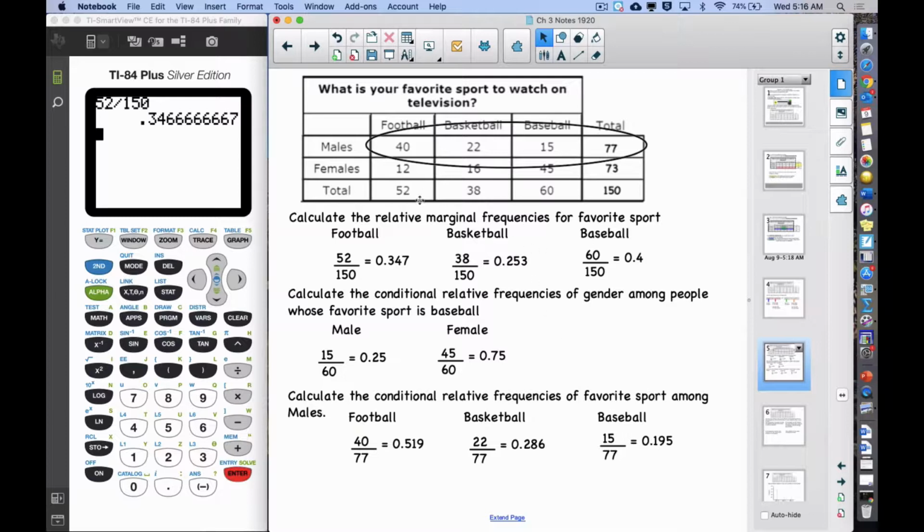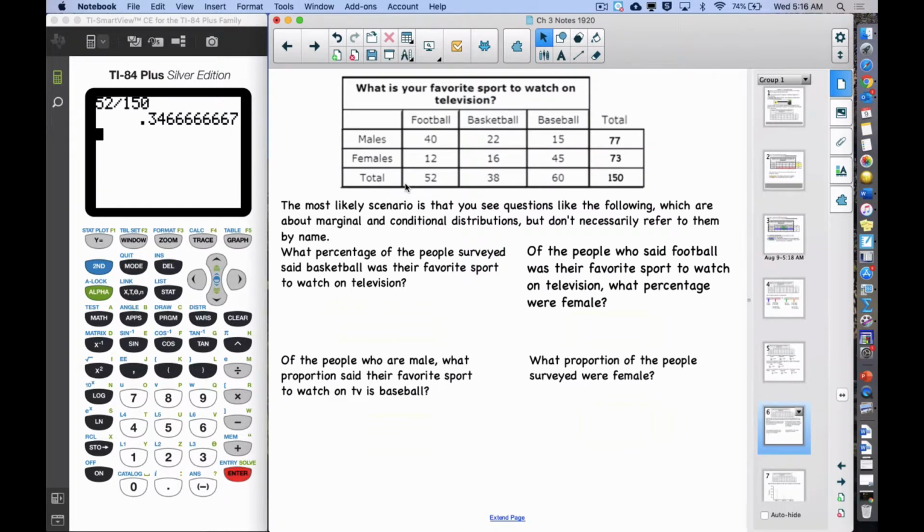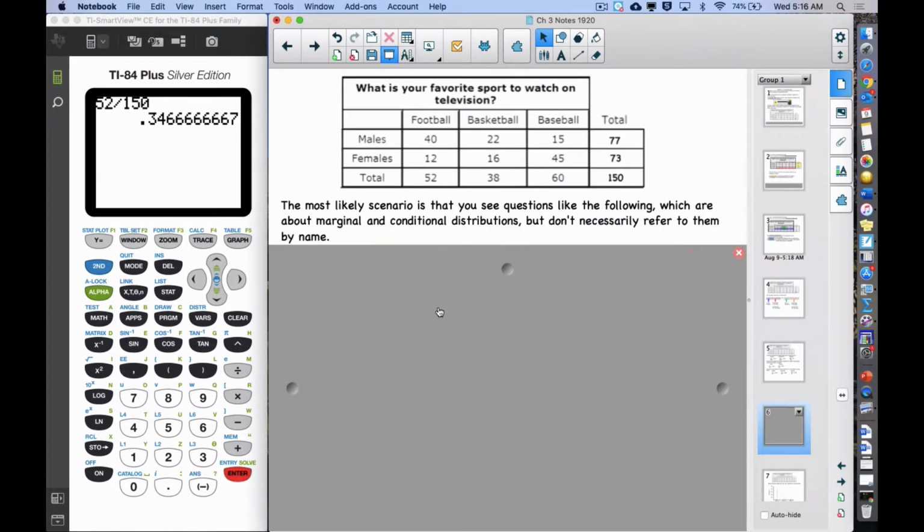So marginal frequencies, you're only working in the margins. You're looking at just total out of the total of everything. For conditionals, you're using the total for one of the conditions. You're using the total just for one of the columns or one of the rows. Now, to be perfectly honest, the most likely scenario that you're going to see are the questions that I'm going to show you in a second here, which don't really use the terms marginal and conditional distributions. You just have to kind of get used to the way they're worded. Oh, that's a question about everybody, or this is a question about a certain group.